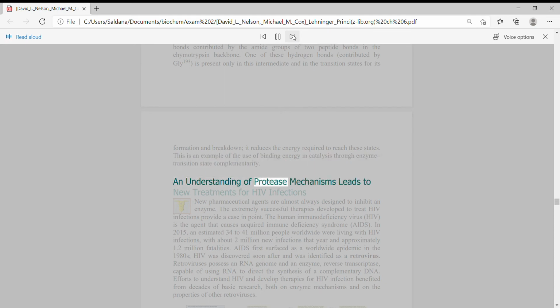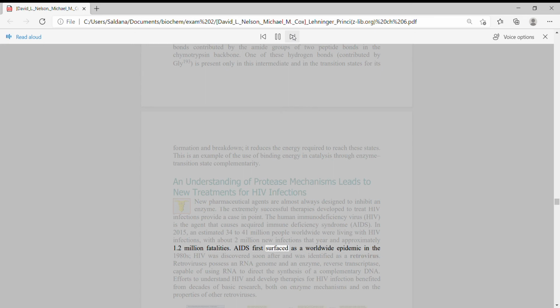An understanding of protease mechanisms leads to new treatments for HIV infections. New pharmaceutical agents are almost always designed to inhibit an enzyme. The extremely successful therapies developed to treat HIV infections provide a case in point. The human immunodeficiency virus, HIV, is the agent that causes acquired immune deficiency syndrome, AIDS. In 2015, an estimated 34 to 41 million people worldwide were living with HIV infections, with about 2 million new infections that year and approximately 1.2 million fatalities.